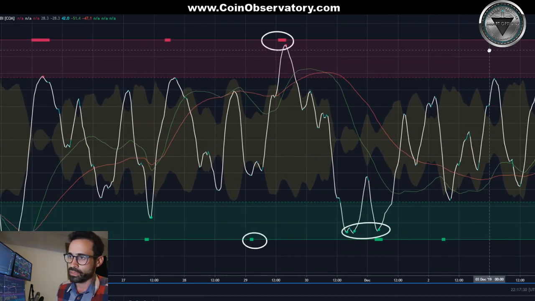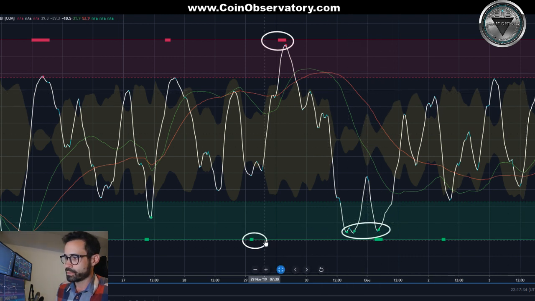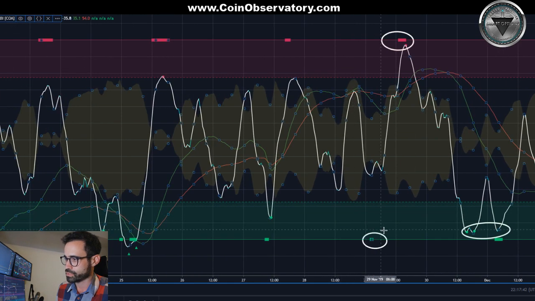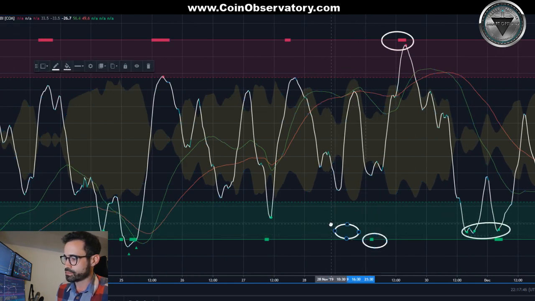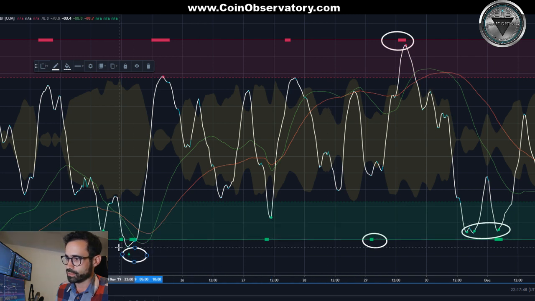I don't see any right now, but oh, here we see some triangles, and the triangles are going to be stronger buy signals, right? But you also want to make sure something else on the chart is letting you know that this buy is valid. And these are all relative to our signal line, right? The signal line is the white line.